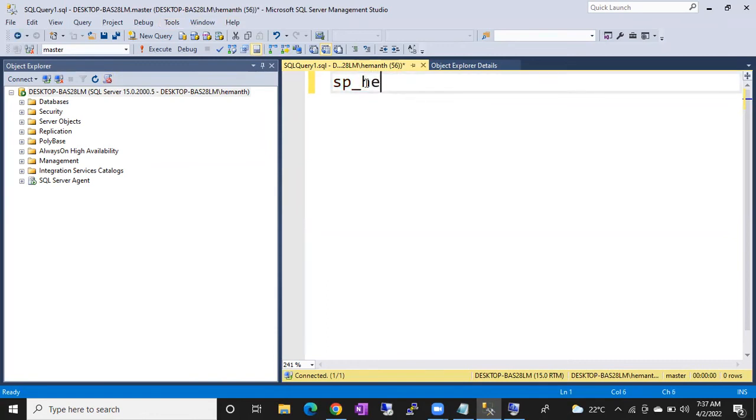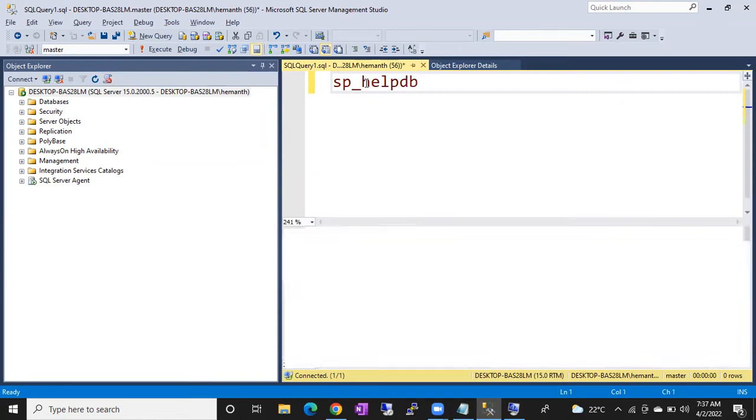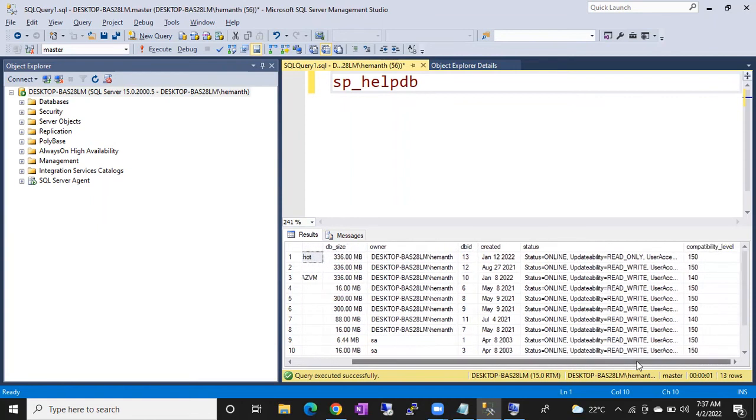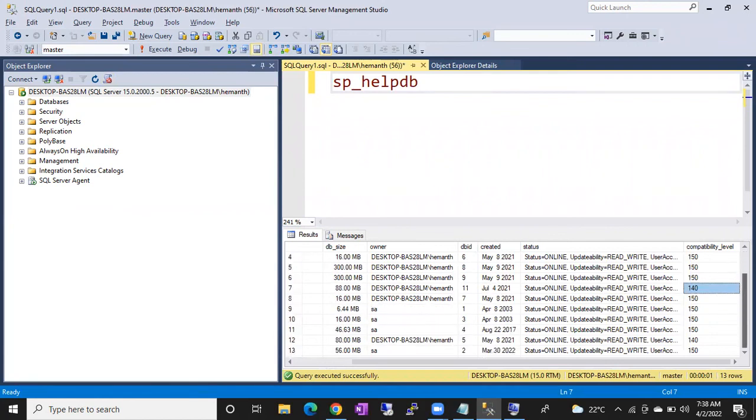sp_helpdb. Under the last column you can see the compatibility levels, guys. So if you see different compatibility as per this current version, the compatibility level should be 150, but if you see here there are some databases with 140 compatibility level. In such case you can expect some performance issues on these databases, so make sure it belongs to 150 compatibility level, guys. Or else sometimes you have to go down.